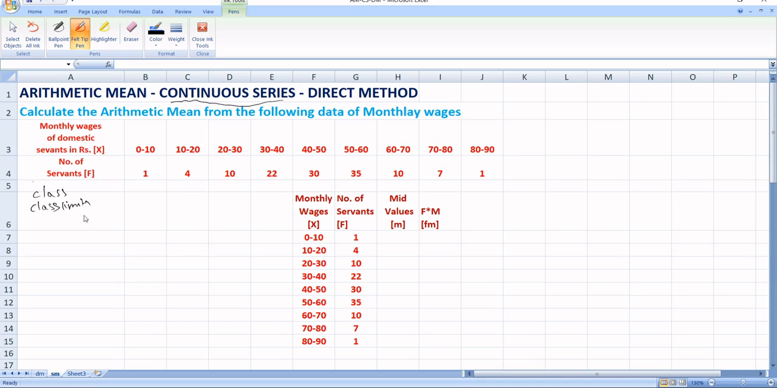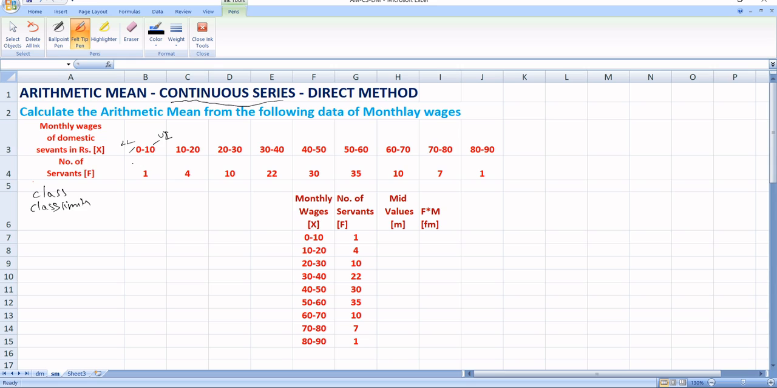The class limits are the lowest and highest values. So in this case, 0 is the lowest value and 10 is the highest value. In the same way, 10 lowest, 20 highest. 20 lowest in the next class interval, 20 is the lowest, 30 is the highest. And in the next one, 30 is the lowest, 40 is the highest limit. Lower limit and upper limit. This is LL, lower limit, and this is UL, upper limit.